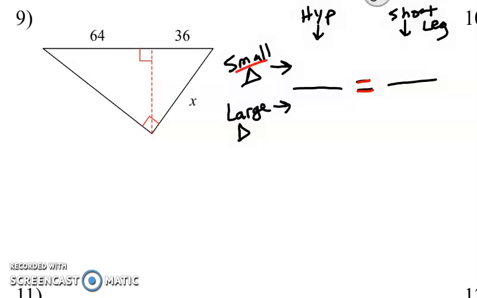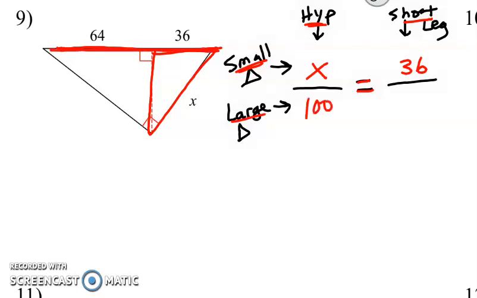So if I'm looking at the small triangle, talking about this thing right here, what's the hypotenuse of that small triangle? Well, it's x, the value that we're looking for. The small triangle's short leg has a length of 36, so it would go in that position. And then I think about the large triangle. The large triangle's hypotenuse is this entire thing, right? 64 and 36, so I'd have to add that together to say it's got a distance of 100. And the short leg of this large triangle is x.